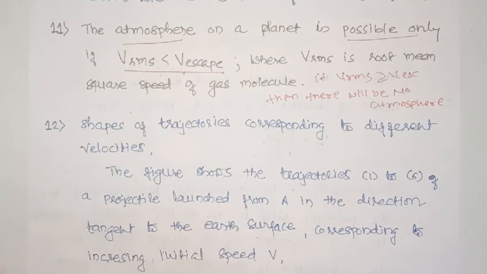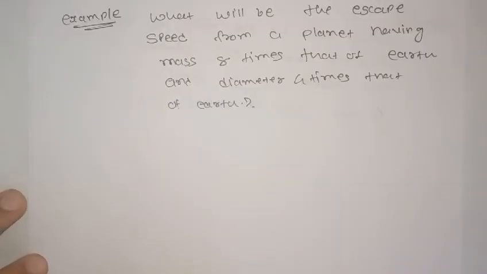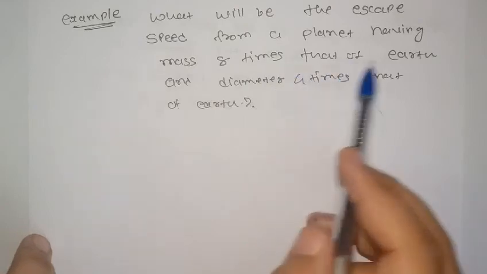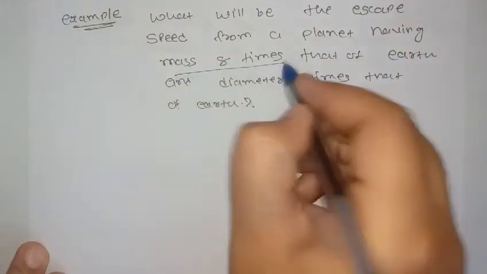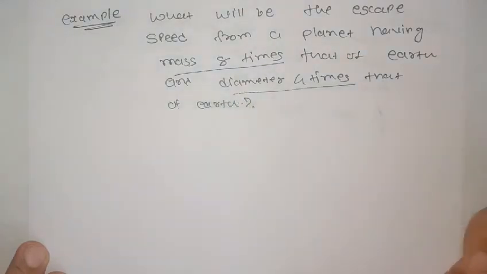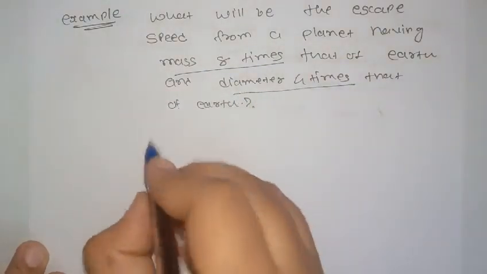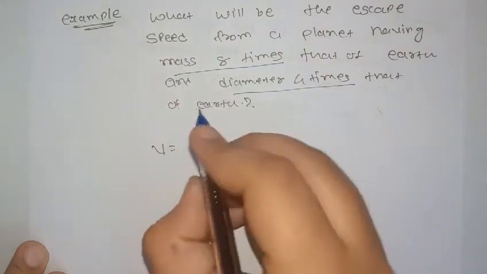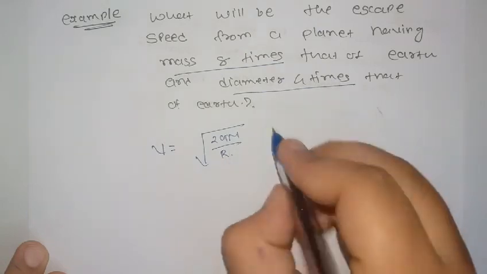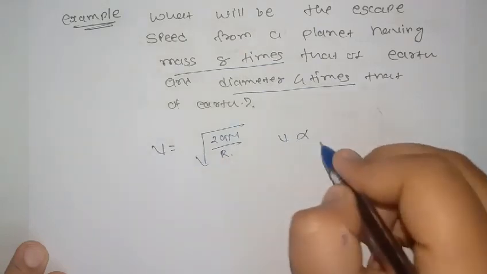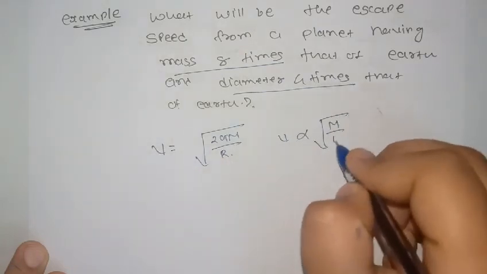Now, let us see the shapes of trajectories corresponding to different velocities. Now, let us solve an example. What will be the escape speed from a planet having mass 8 times that of Earth and diameter 4 times that of Earth? The escape velocity is given by under root 2GM upon R. So we can write V is directly proportional to under root M by R.